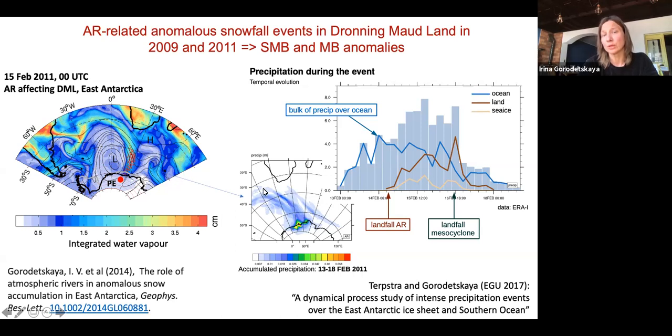It was over the Southern Ocean, and the peak precipitation over land. When we look at the bulk of precipitation over different surfaces, over the ocean, in blue here, we see that it was really the majority in terms of the areal amount. Then we also had the peak over the land, and it's also important that we had precipitation over the sea ice.